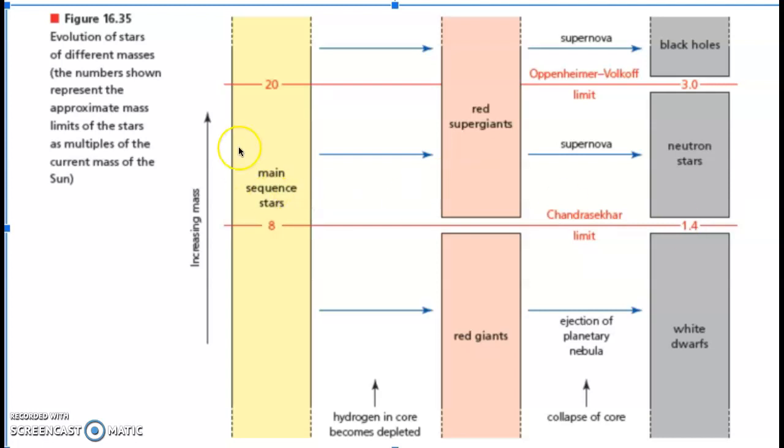Okay, so what you need to be able to do is describe the stages in both types of star and also be able to understand how these two limits decide the eventual fate after the red giant phase.